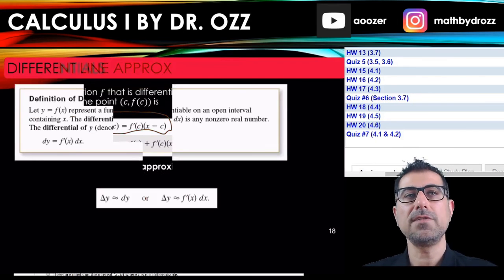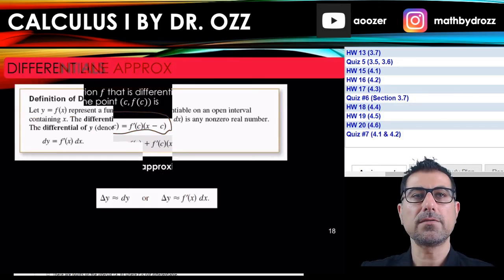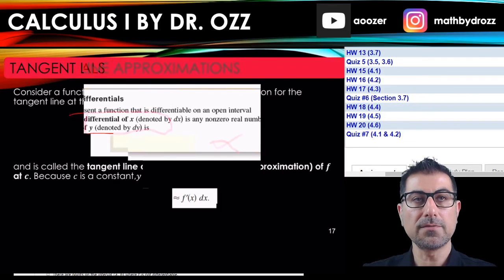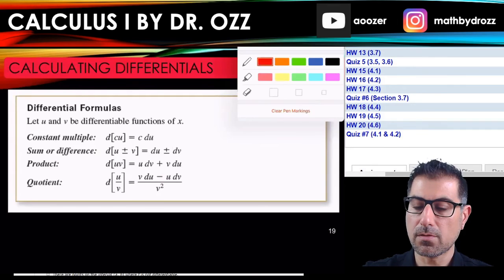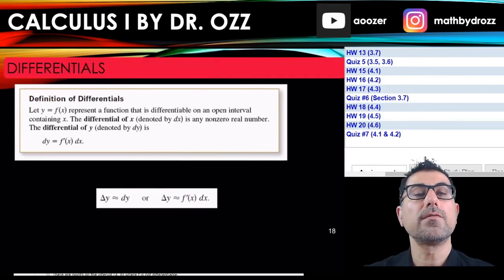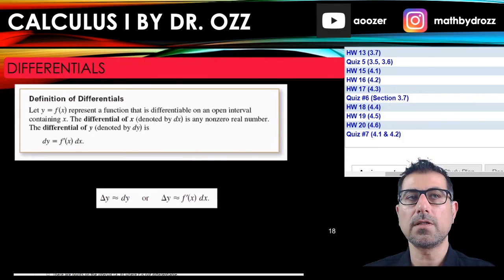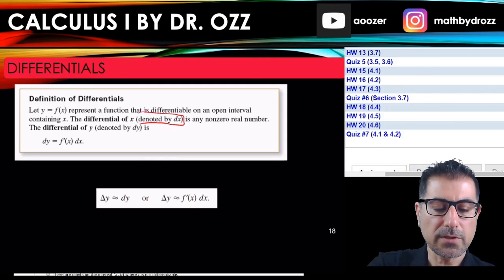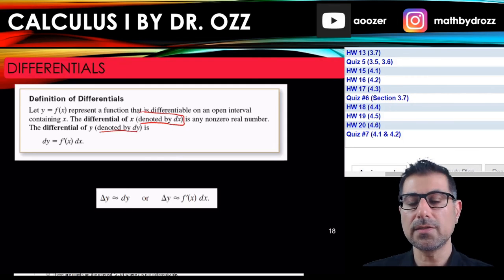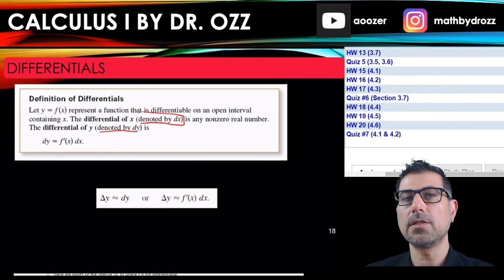Okay, and then finally we talked about the differential concept. Finally, we talked about the definition of differentials. If you have a differentiable function on an open interval containing x, the differential of x, denoted by dx, is any non-zero real number, and the differential of y is denoted by dy. So it's essentially an infinitesimal change in x and an infinitesimal change in y. That's exactly what you call it.